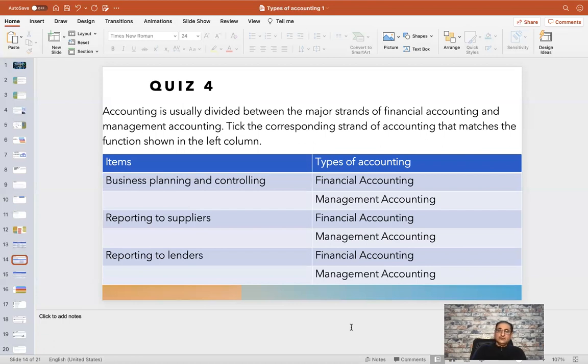The second one is reporting to suppliers. What do you think? I hope all of you are correct. That is financial accounting, because suppliers are outsiders. And financial reports are providing information to the outsiders. So definitely it is financial accounting. The next is reporting to lenders. What do you think?